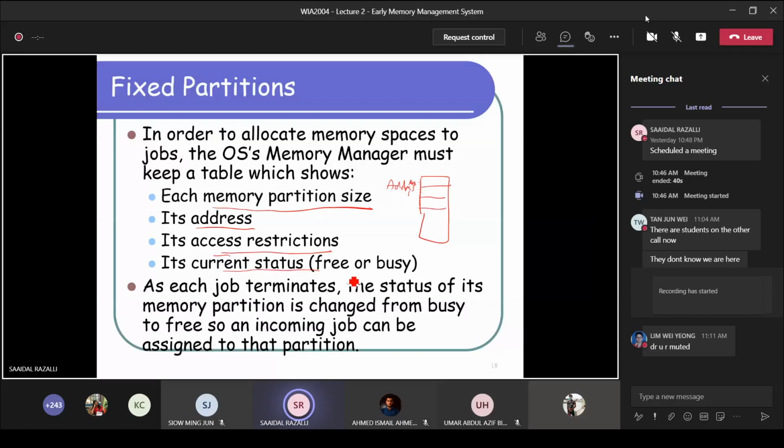As a job terminates, its memory partition is deallocated. So if a job terminates, the memory block will be deallocated, and the particular block will become free for any new incoming job to enter.